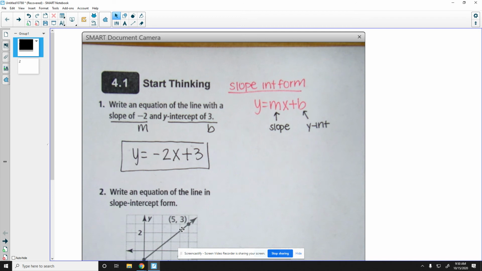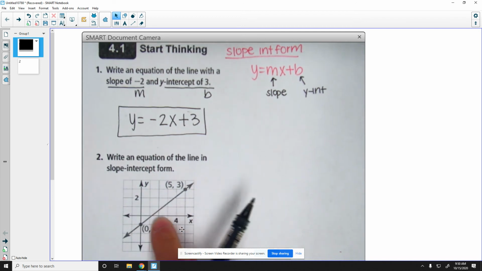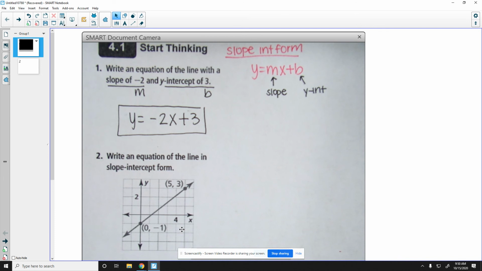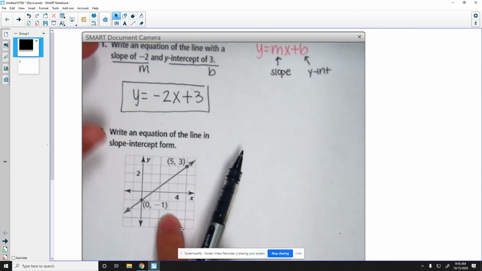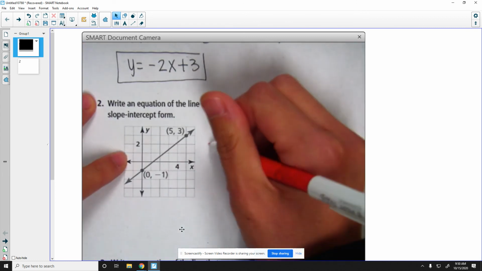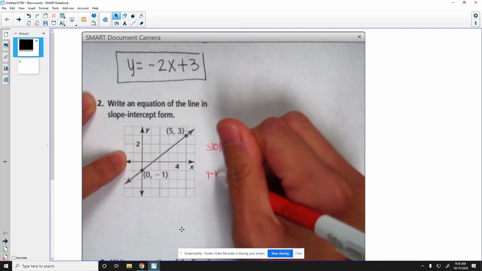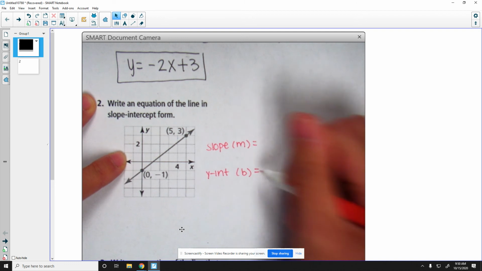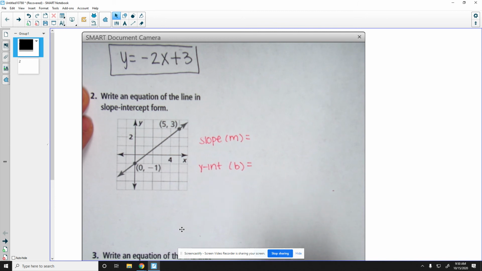All right, let's take a look at number 2. Now this time we still want to write it in slope-intercept form, but I don't really know what the slope and the y-intercept is because they don't just spell it out for me. So I have to figure that out in this picture. My slope, which is the M, I have to figure out, and the y-intercept, which is the B. One of these is very, very obvious. You can just look at it and figure it out.